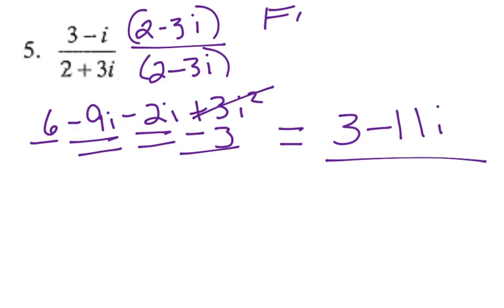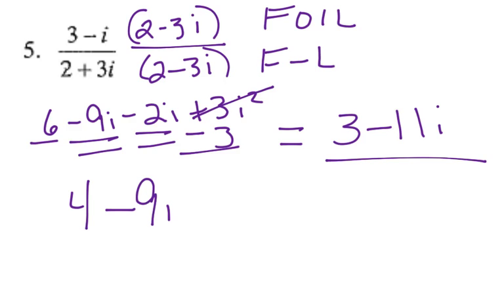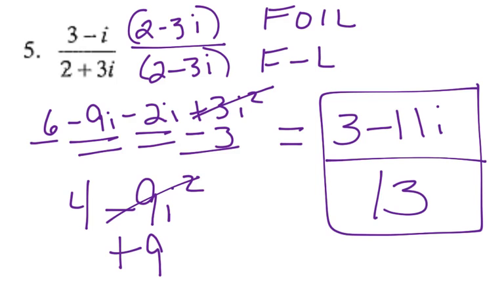So you have to do all of FOIL or distribute on the top. On the bottom, we're multiplying by the conjugate. The two in the middle are going to cancel. All you got to do is first minus last. So 2 times 2 is 4 minus 3i times 3i is 9i squared. But I notice that I have an i squared. Minus 9i squared becomes plus 9. 4 plus 9 is 13 on the bottom. Take a minute, look at it, think about it.